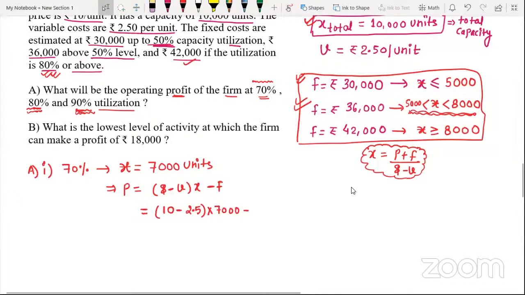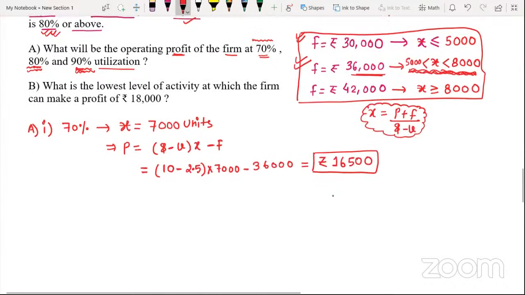Second one. Okay, 7,000 is between 5,000 and 8,000. So the fixed cost you will take is 36,000. Okay, so from here the profit will be rupees 16,500. The profit is going to be rupees 16,500.